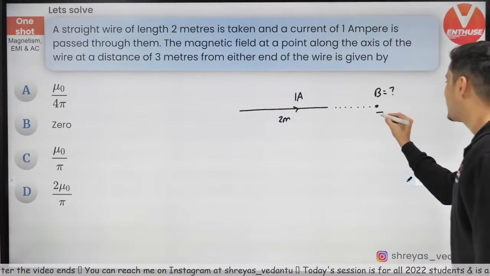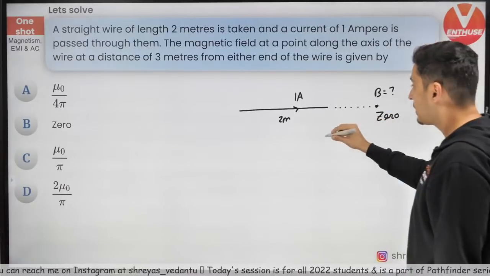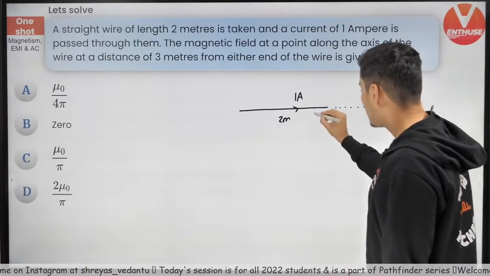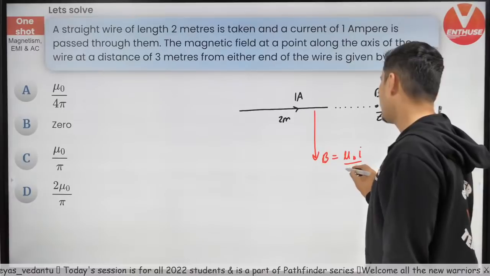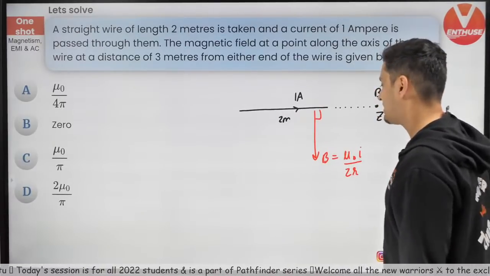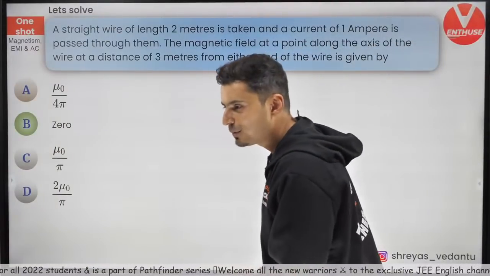The answer is a big fat 0. On the axis there is no field. Only when you are here will you get a field of mu naught I by 2r. Okay, that's a different story. Answer is 0. Perfect.